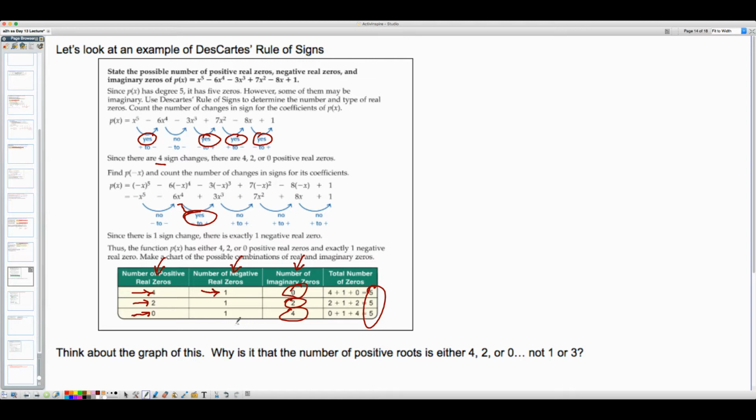And we'll talk about that in just a second. But think about this. Why is it either 0, 2, or 4? Let's look at the graph. This is a fifth degree polynomial. Its leading coefficient is positive. If I started at the bottom, I could go like this.